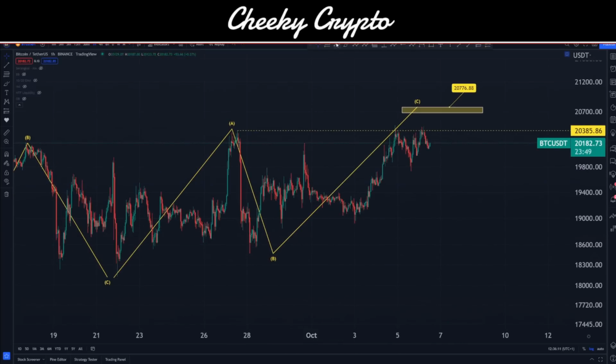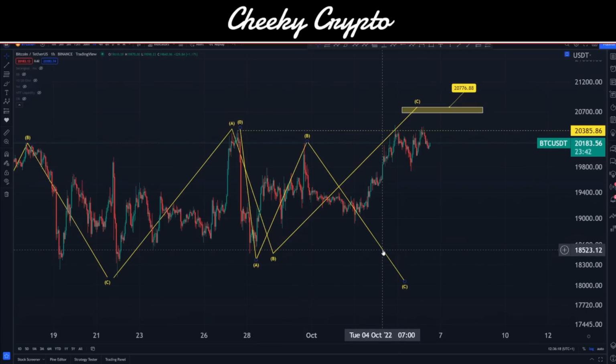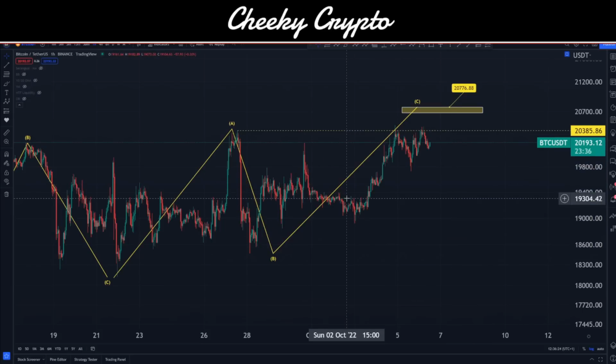Now, previously we were talking about the potential moves to the downside, one looking like this, for example. This kind of move to the downside was invalidated by the time we moved up higher than this A wave, this dashed line at 20,385. So we know that this is not a viable count, and instead the count is to the upside.